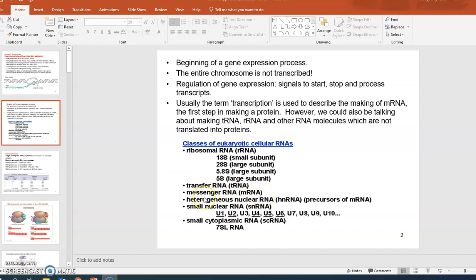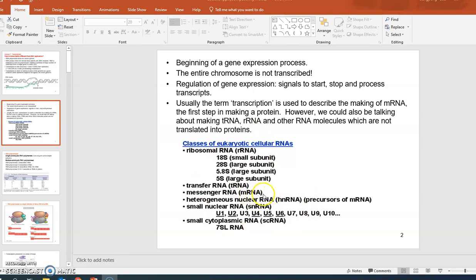And then there are other RNA molecules called heterogeneous nuclear RNA molecules. Some of them may be a precursor of mRNA, and there is another group of RNA molecules called small nuclear RNA molecules, snRNA molecules. There are so many different types of those. And then small cytoplasmic RNA molecules. Okay, what is shown is there are a whole bunch of RNA molecules that are not mRNA.